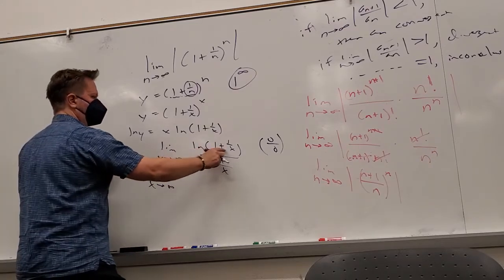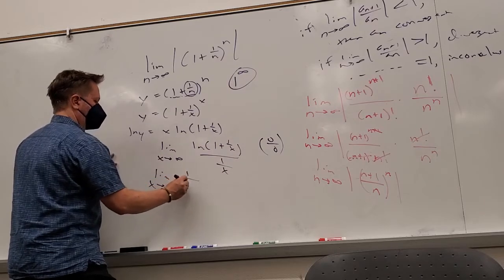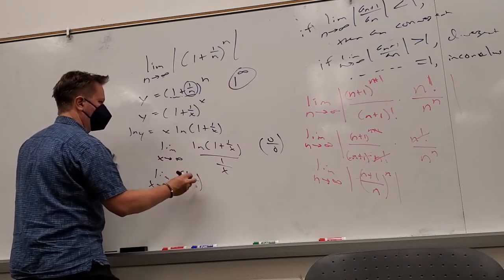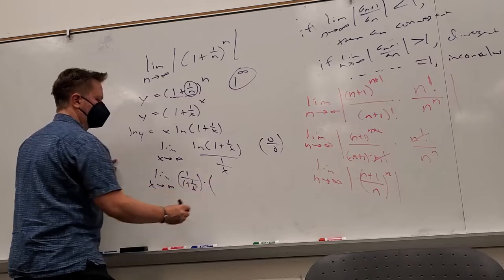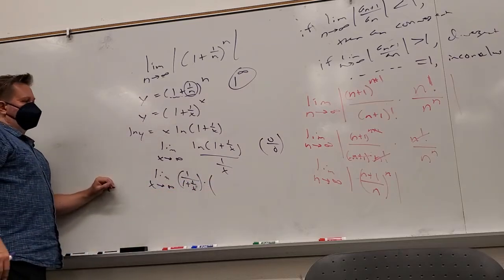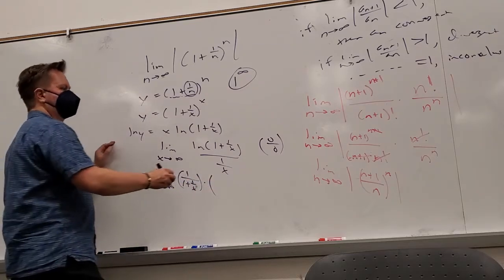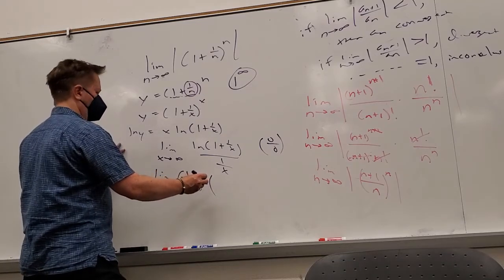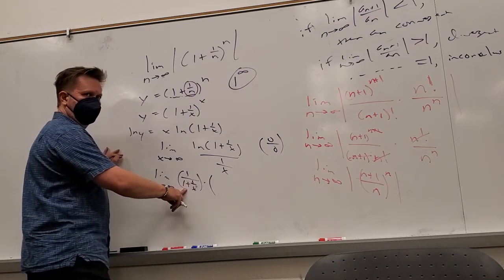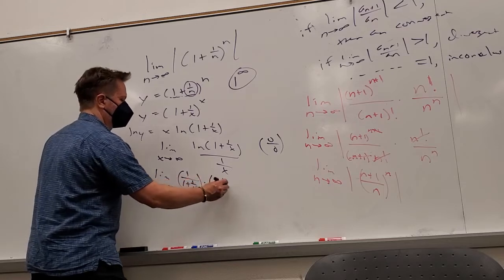How do we do L'Hopital's on this? 1 over 1 plus 1 over x, times the derivative of 1 over x, which is negative 1 over x squared, the good old chain rule. The derivative of 1 is 0, so minus 1 over x squared.